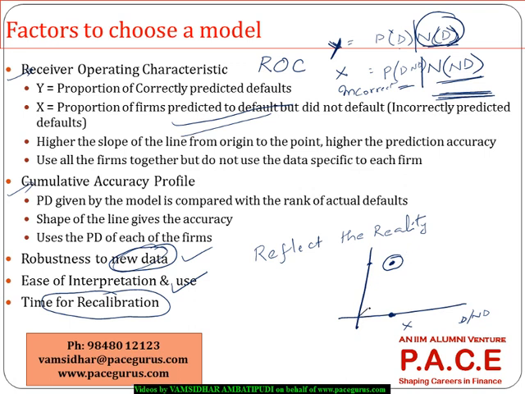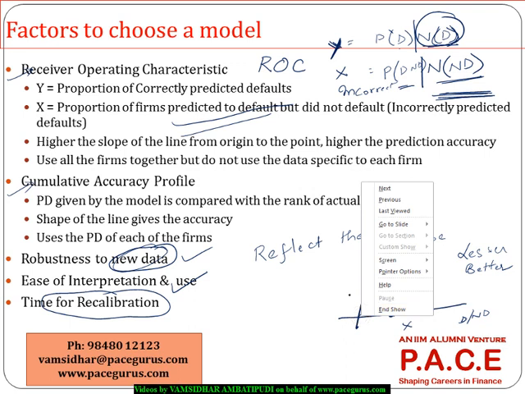Now I'll try to draw a line from the origin to this point. This is the slope of the line. So the higher the slope, the lesser the error, and the better the classification. The lesser the error, the better the classification.